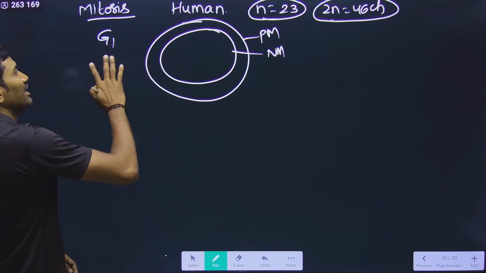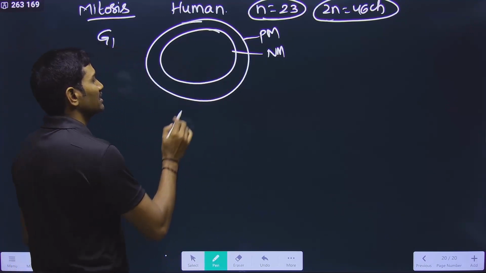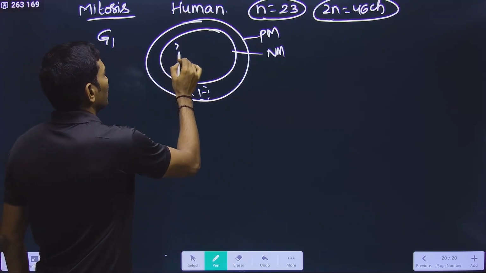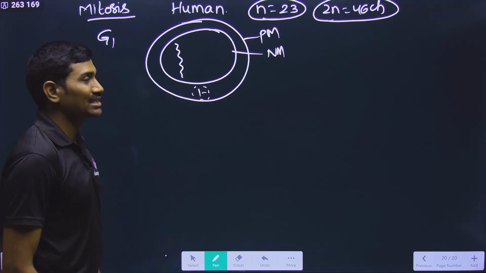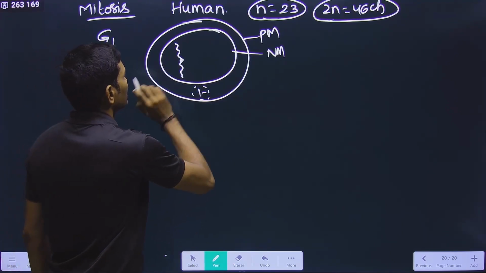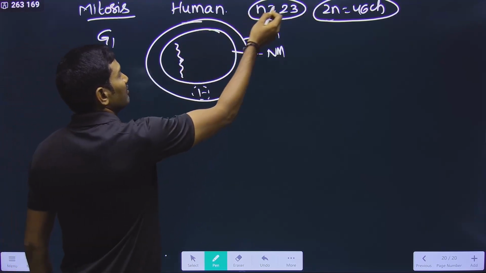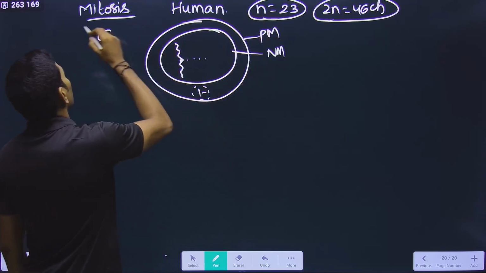Now let us see. In the G1 phase, nuclear membrane is present, and a single centrosome is present, and chromatin thread-like structures are present. Okay. For understanding purpose, I am making the centrosome. This is how they are present. But since we are studying for human, we are generally starting with diploid cell.